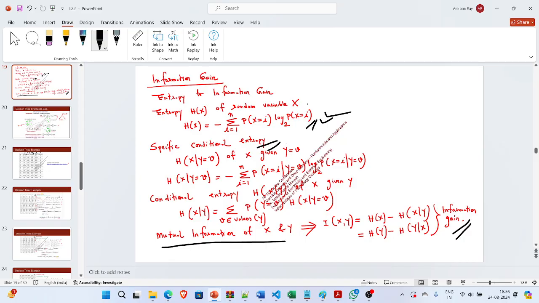So let's continue. What does it mean actually? For every x value, we are summing up this entropy, summing this expression, P(x = i), and like that.